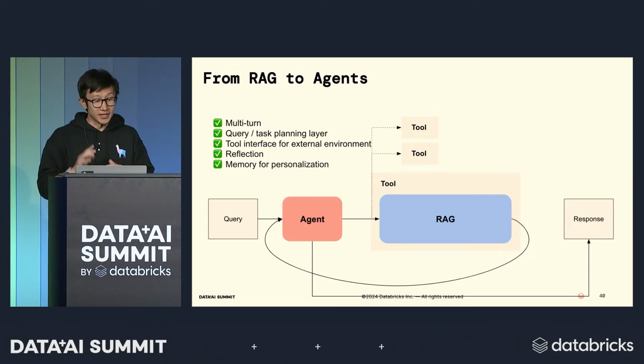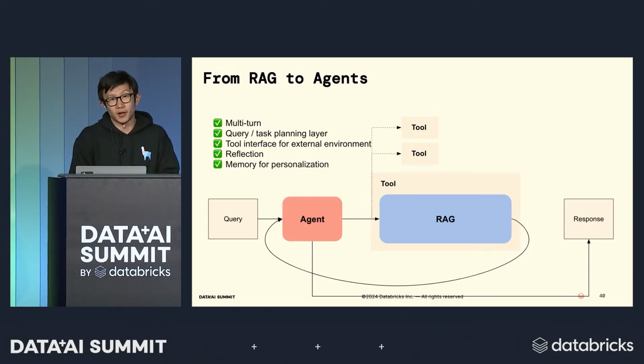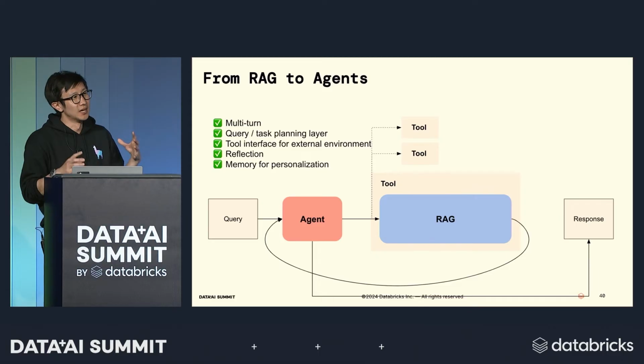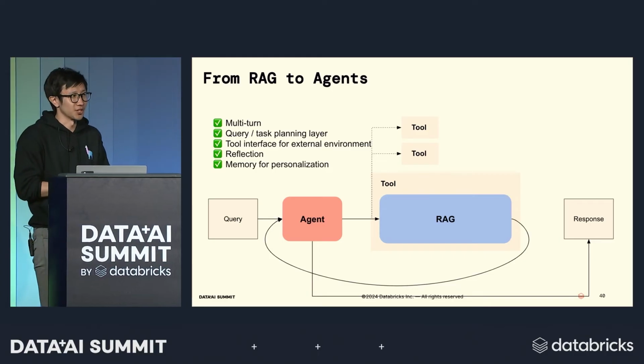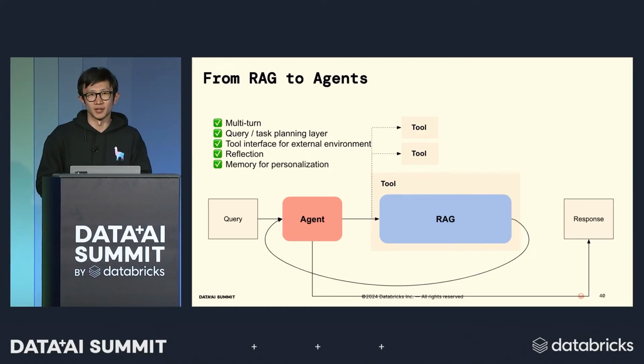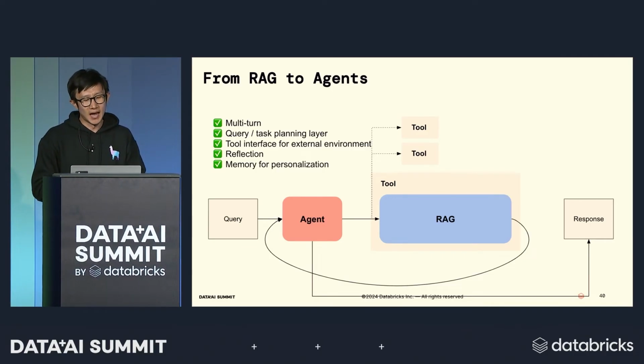There is usually some sort of reflection layer, being able to validate the responses as they're being generated, seeing if they're correct, and making game time decisions on what to do if things aren't quite what you expected. And then there's also some memory layer, right, for personalization.